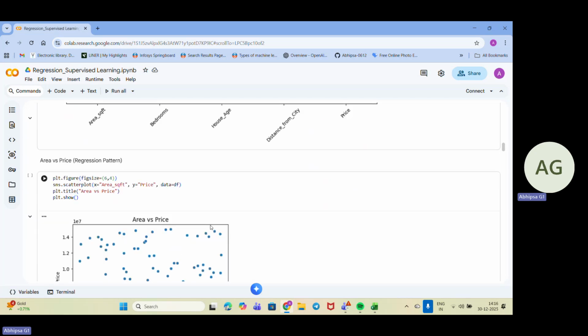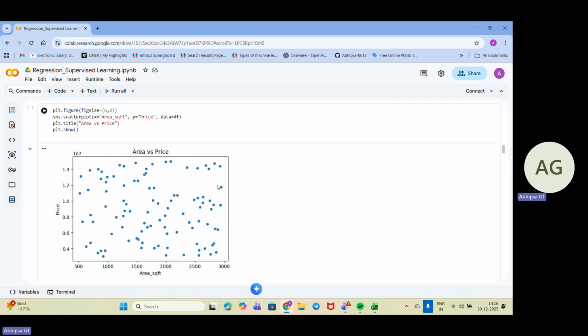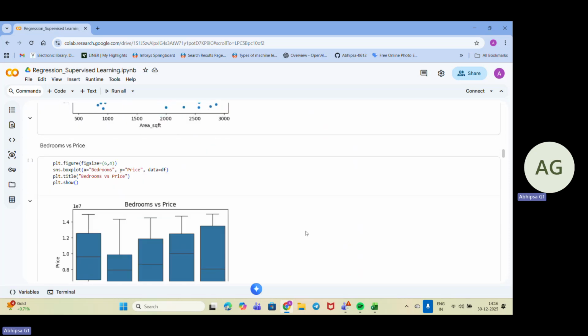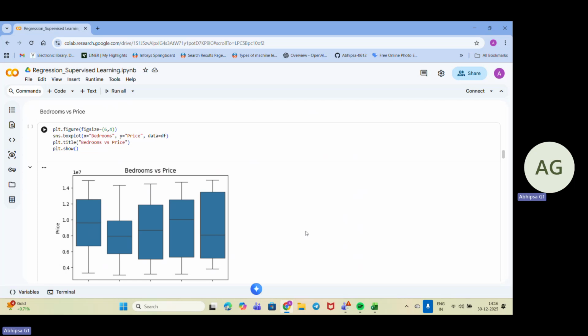Now coming to area versus price, the area of the house with the price. We have plotted a scatter plot, and you can see how it is plotted. This is the plot that we have got. Now coming to bedrooms versus price, because for all of the features we need to have a proper discussion and understanding. We can't just neglect any part of it, so we have taken it accordingly.